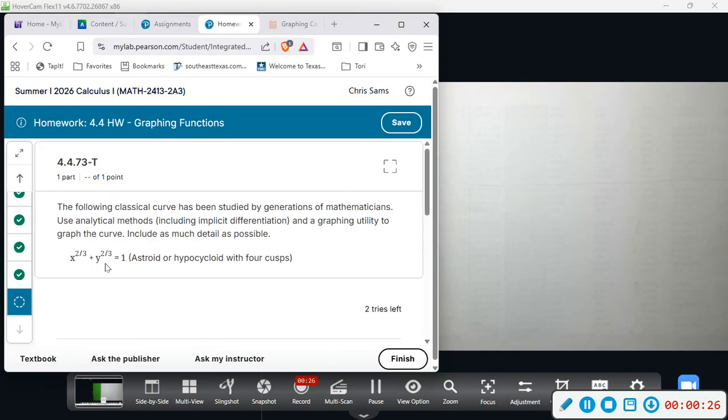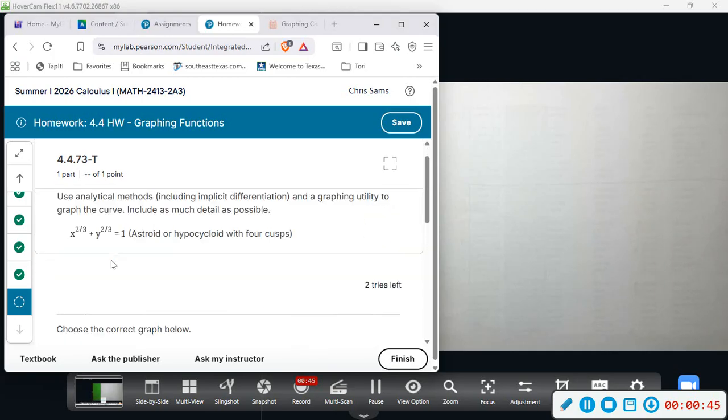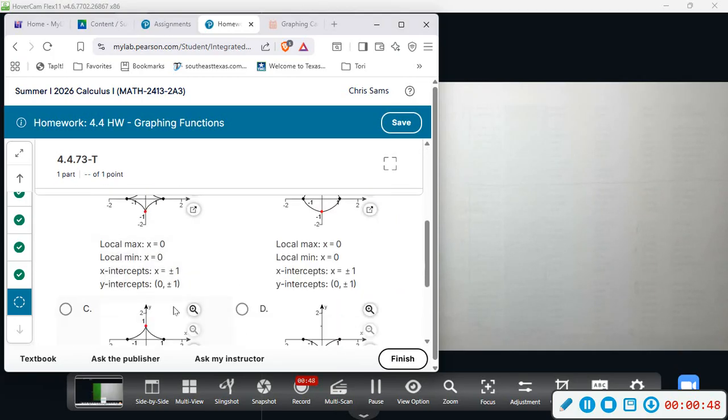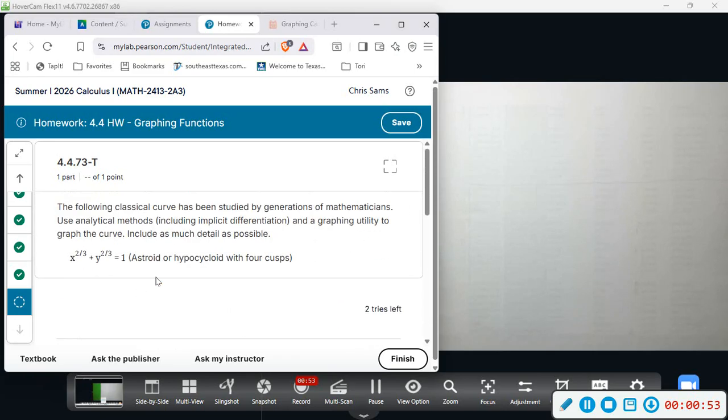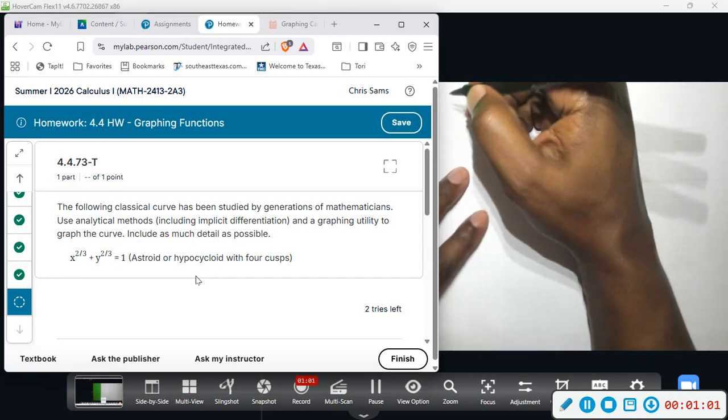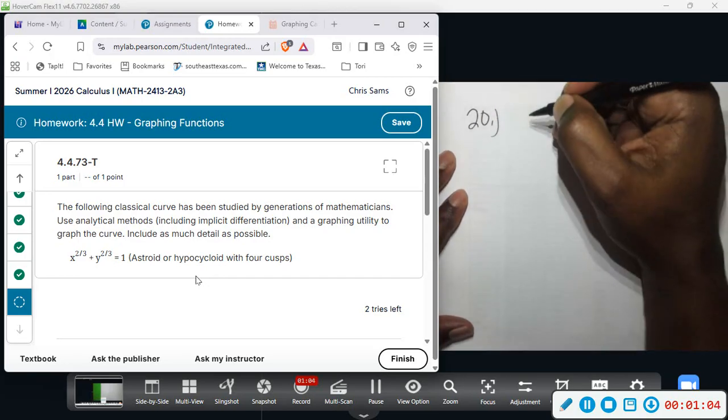So with this one, it looks similar to a unit circle, which has a radius of 1. I would just use a graphing utility. You could plot points, but whatever you plug in, these two values are going to equal 1. So I would assume A or B, probably B because it says an asteroid type shape. But if we're going to graph it, we need to solve for y. And let's see if we can see that shape.